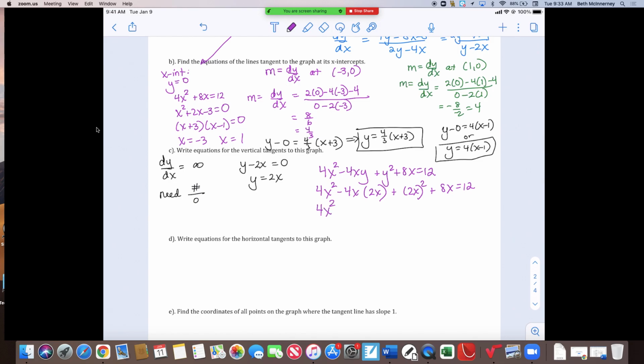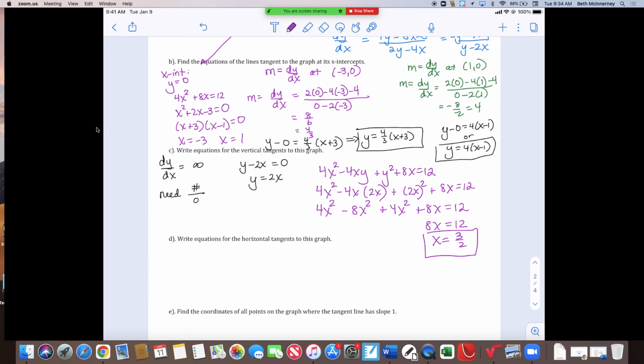So I'm getting 4x squared minus 8x squared plus 4x squared plus 8x equals 12. So all those x squareds cancel, and I get x equals 3/2. And that is my vertical tangent line. Okay? So the big idea here is that if you ever want to find a vertical tangent line, that occurs where the derivative's denominator is 0.